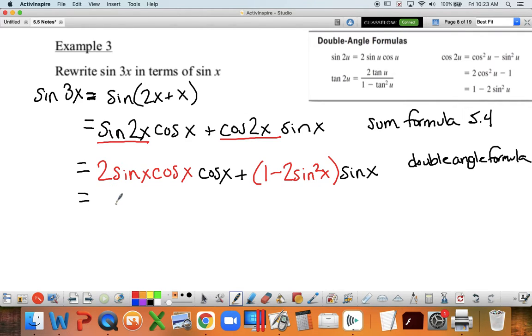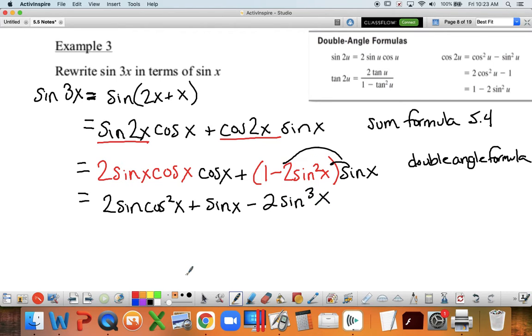Now I'm going to combine what I have here. I have 2 sine cosine squared x. I'm going to have to distribute this sine through, plus the sine of x minus 2 sine cubed x. Really, right there we just distributed to get that. Now let's see, what should we do here? Oh, cosine squared. Maybe there's a way to replace cosine squared with a sine, then I could have everything in terms of sine.